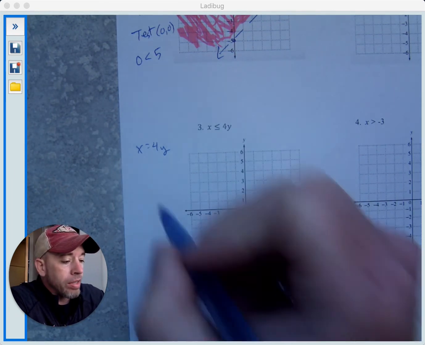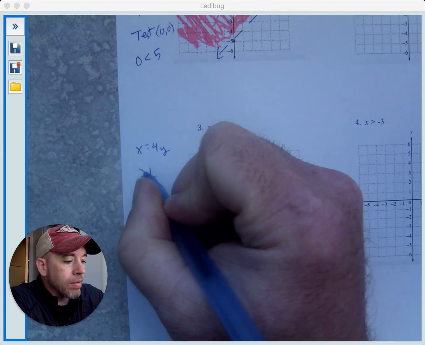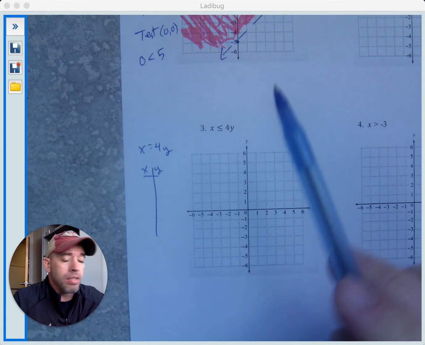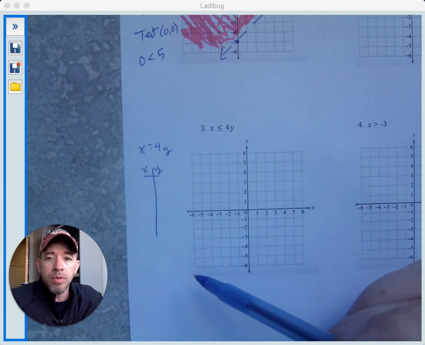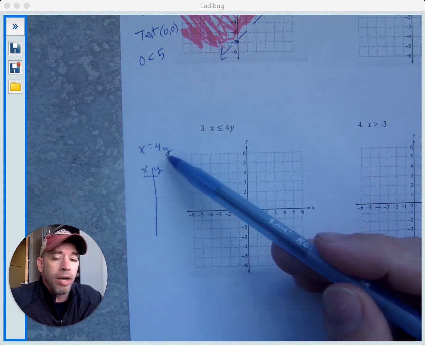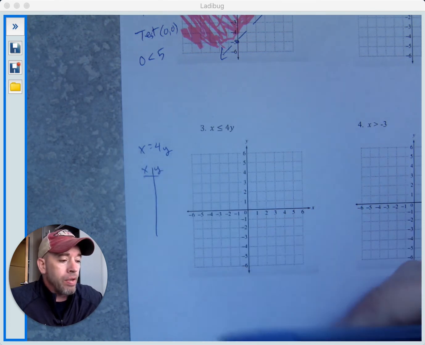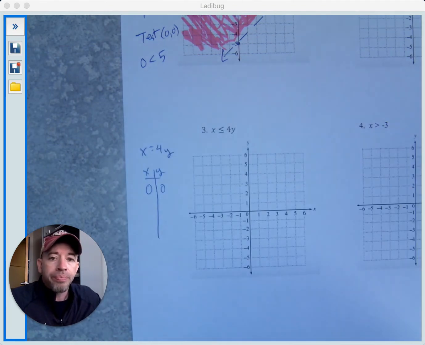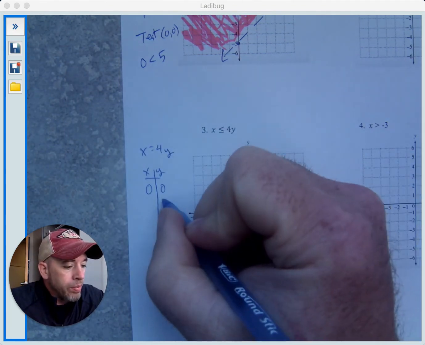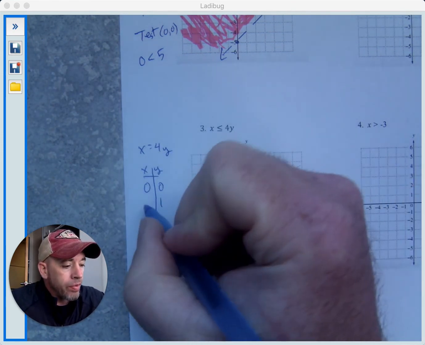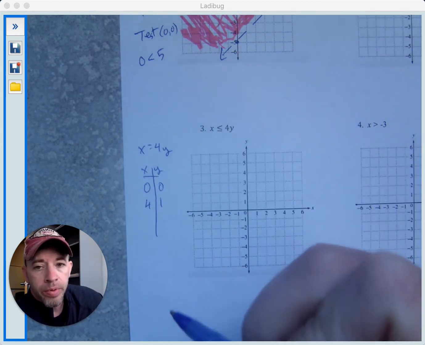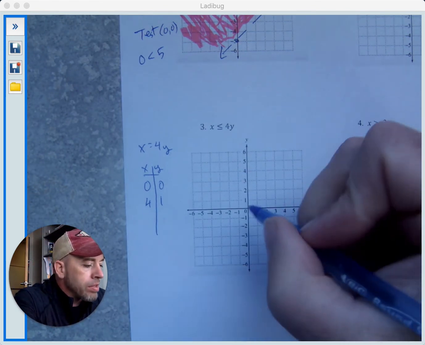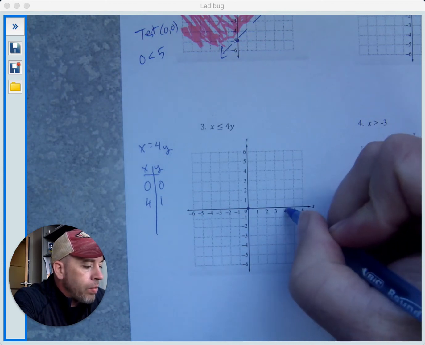So we can make a t-chart. This is not in the form that we had up here. It's not in standard form, but we can still plug in numbers. In this case, it's probably easier to plug in numbers for y and figure out what x is, right? If I plug in 0 for y, 4 times 0 is 0, we get 0 for x. If I plug in 1 for y, 4 times 1 is 4, we get 4 for x. Let's just do 2 points: 0, 0 and 4, 1.